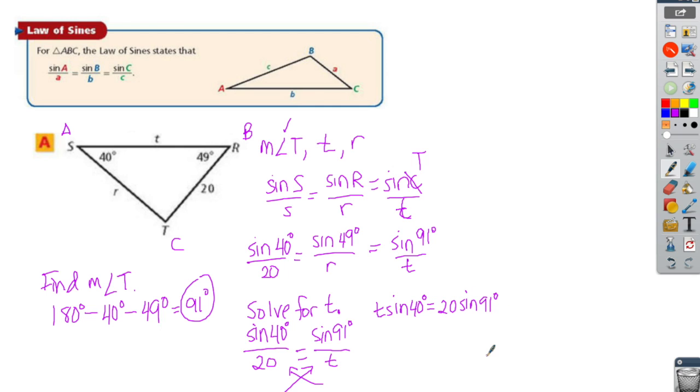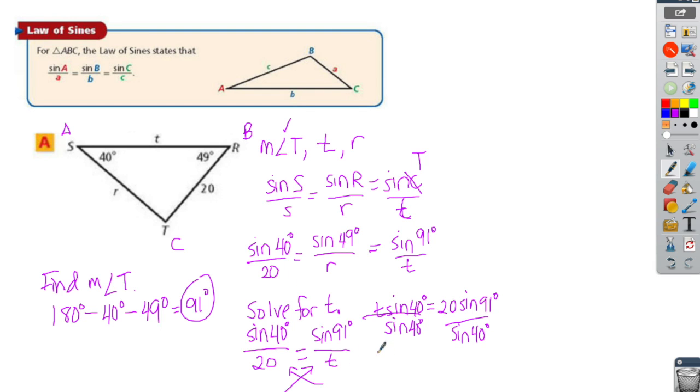But see, this doesn't really tell us yet what the measure of t is, because now we need to actually isolate the variable. For that to happen, ask yourself, what am I solving for? We are currently solving for t, and t is right here. How can you keep t by itself? You have to eliminate sine 40 degrees. So let's divide by sine 40 degrees. We are dividing the other side as well, keeping our equation balanced.